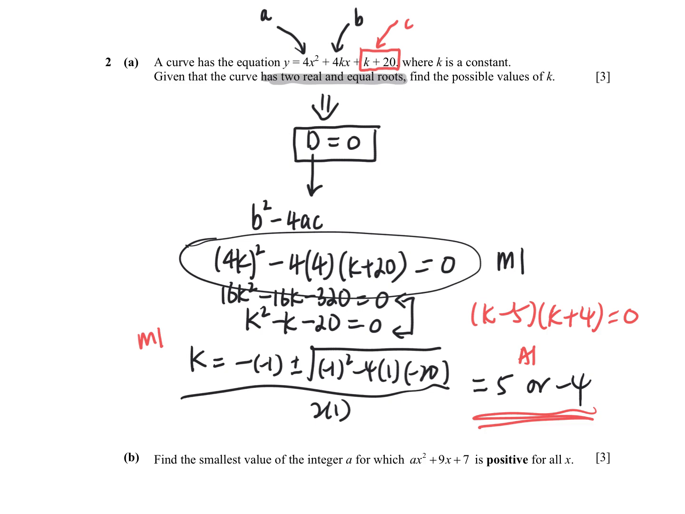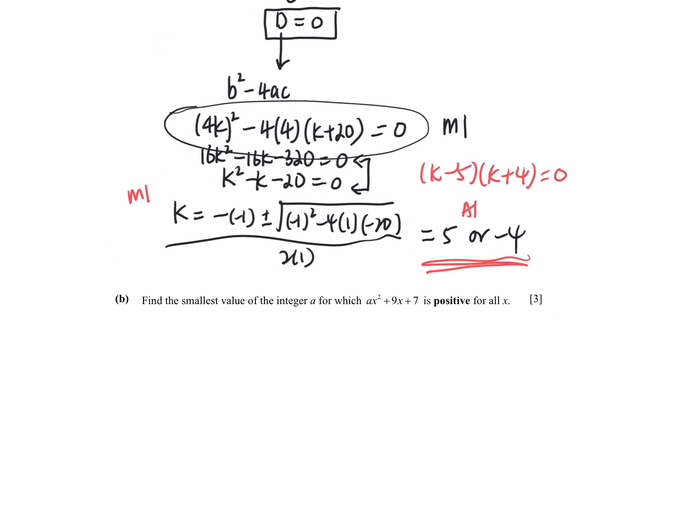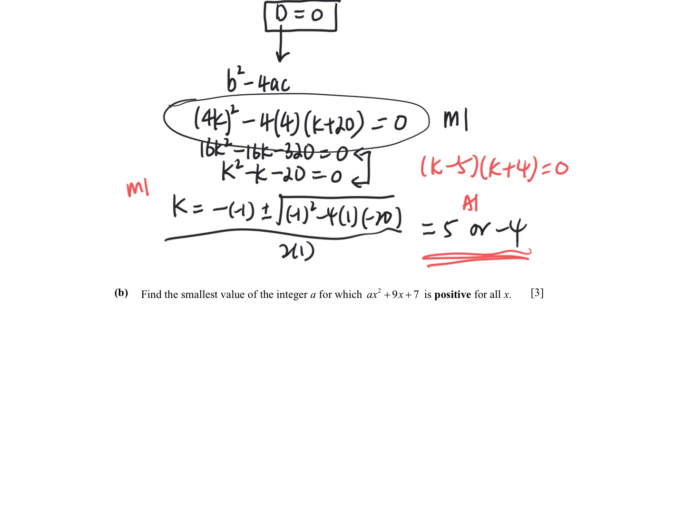Okay, so this one is just like your normal quadratic. Okay, next one. Smallest integer value a such that this curve is positive. When a curve is positive, it means it lies above the x-axis. So a positive curve must be a minimum curve. So the first thing I need to see is a must be greater than 0. Okay, second thing is discriminant must be less than 0.